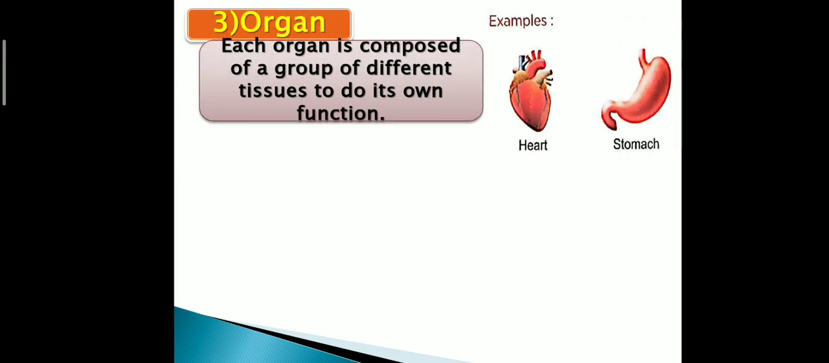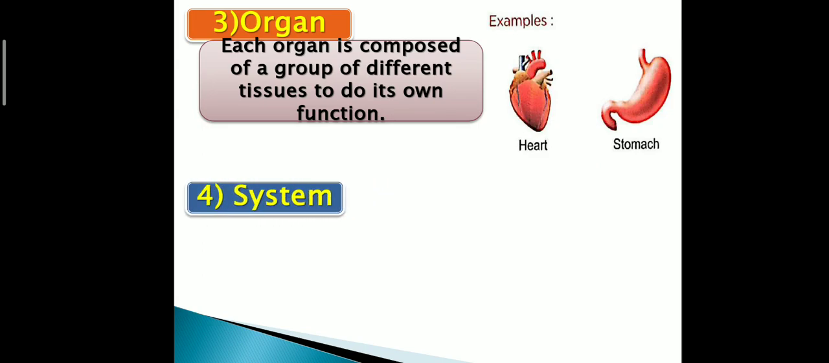Let's talk about organs. Each organ is composed of a group of different tissues. A group of different tissues form an organ. So we can say each organ is composed of a group of different tissues, also to do its own function. Organs like what? Like the heart, like the stomach.